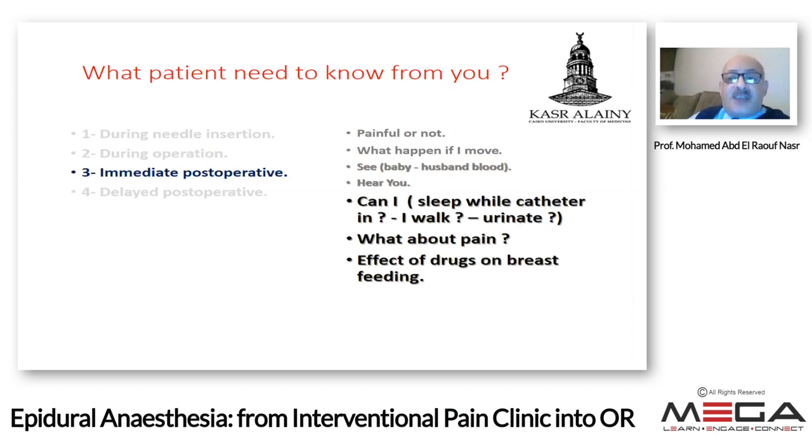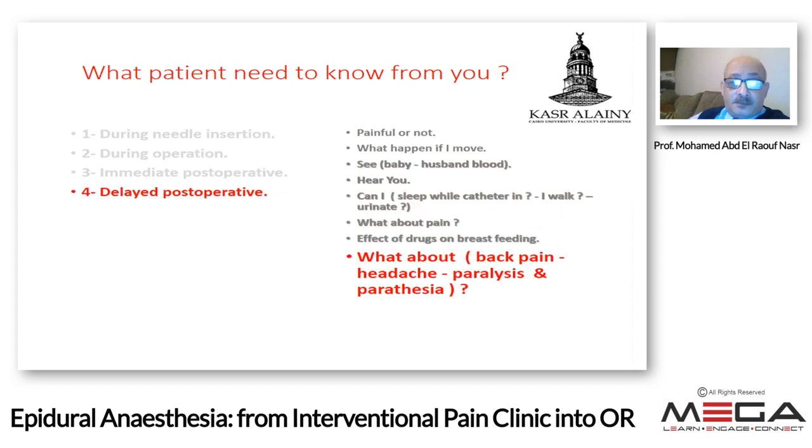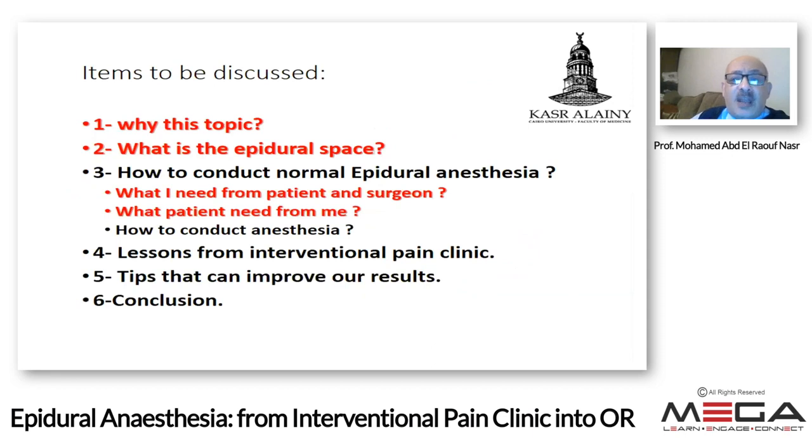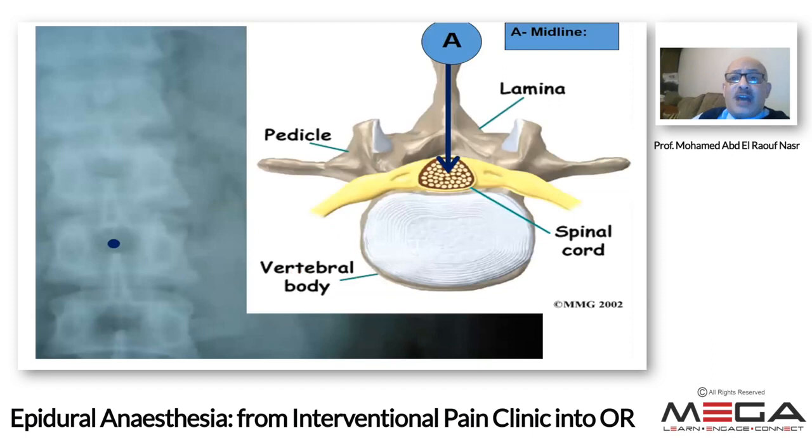Can I sleep with the catheter in my back? Can I walk? Can I urinate? Can I feed my baby? What about the acute post-operative pain? For delayed complications, they ask about back pain, headaches, paralysis, and paresthesia. So we should ask all these questions during our interview with our patients. You should go with answers before the patient asks you, in a way that he is not claiming and he feels comfortable, with some psychological support to the patient. How to conduct our anesthesia?